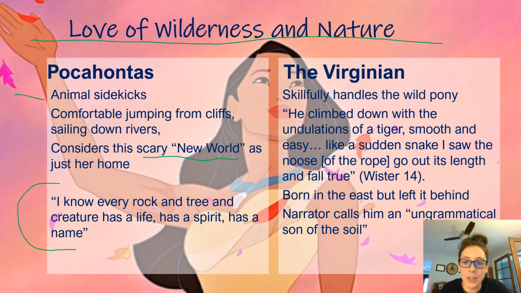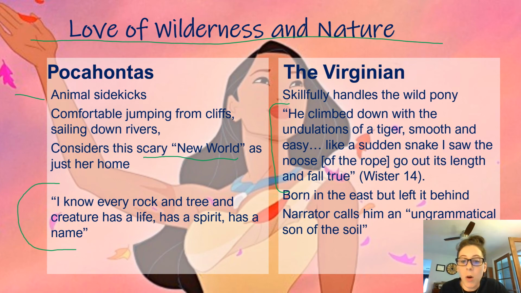Just like Pocahontas has her animal sidekicks, the Virginian is really good with the wild ponies. He is able to lasso the pony in chapter 1 that nobody else can lasso. The narrator observes him, and this is their first meeting. He says, "He climbed down with the undulations of a tiger, smooth and easy, like a sudden snake. I saw the noose of the rope go out its length and fall true." After all these other cowboys tried to catch this wild pony who would not be tamed, the Virginian is really easily able to capture the pony. That shows that not only does he love nature, but he's really good at being in nature too.